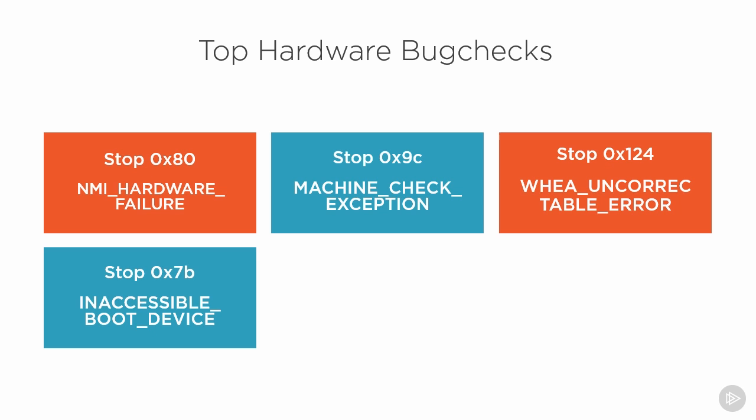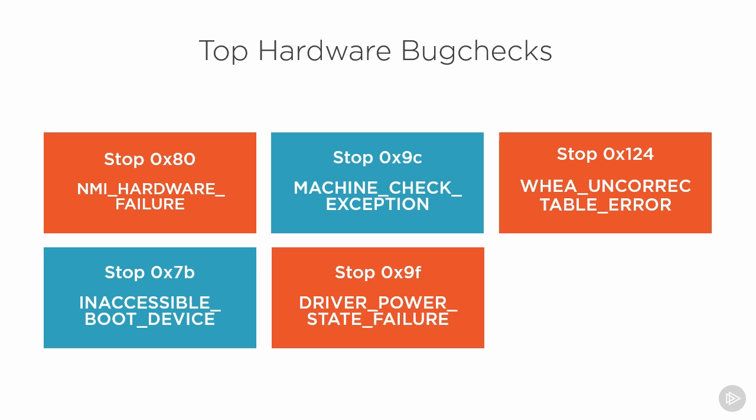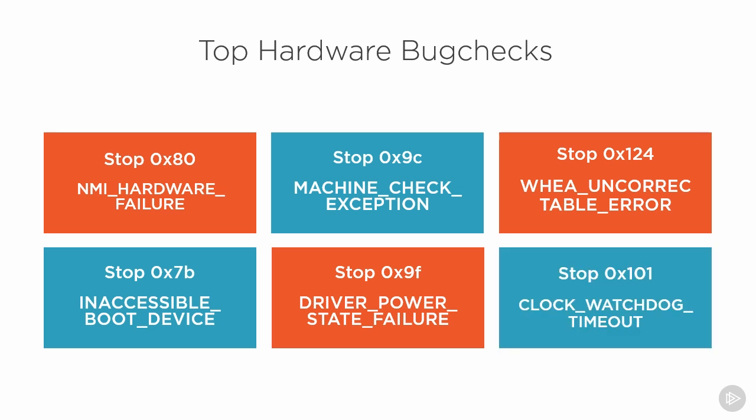You may see out there a Stop 7B, an inaccessible boot device, if for some reason your system disk becomes unavailable and goes offline. The system most likely will crash with a Stop 7B. There's also a Stop 9F. That's a driver power state failure. When some adapter or controller loses power, the system may crash as a result. Finally, there's a Stop 101, which is known as a clock watchdog timeout. This occurs when one of the CPUs in a multi-processor environment is not responding within a time period.